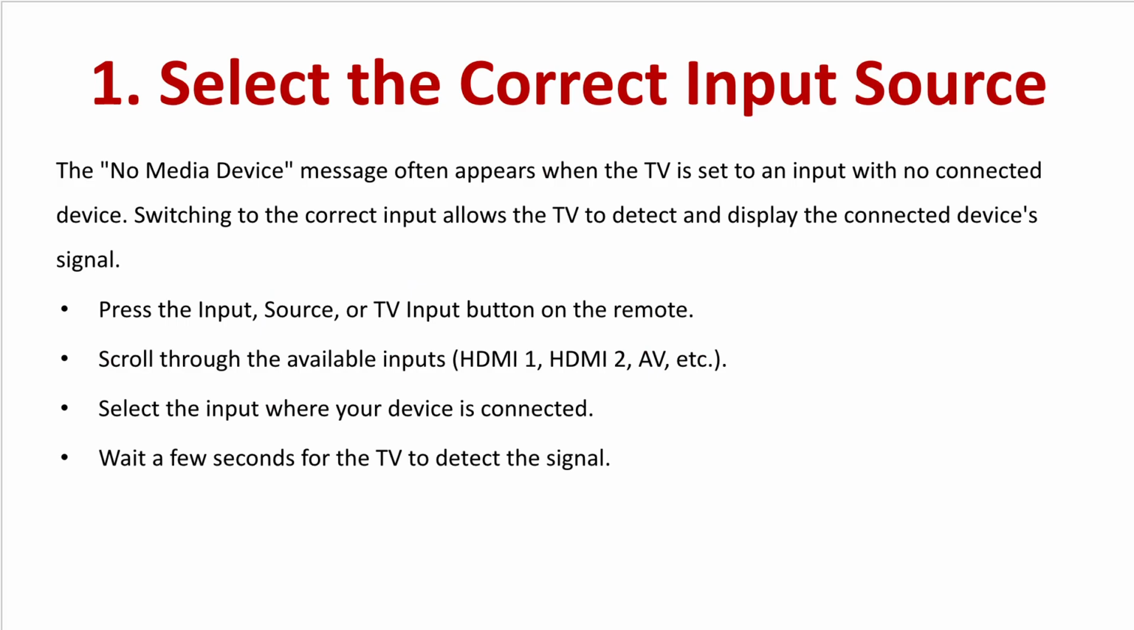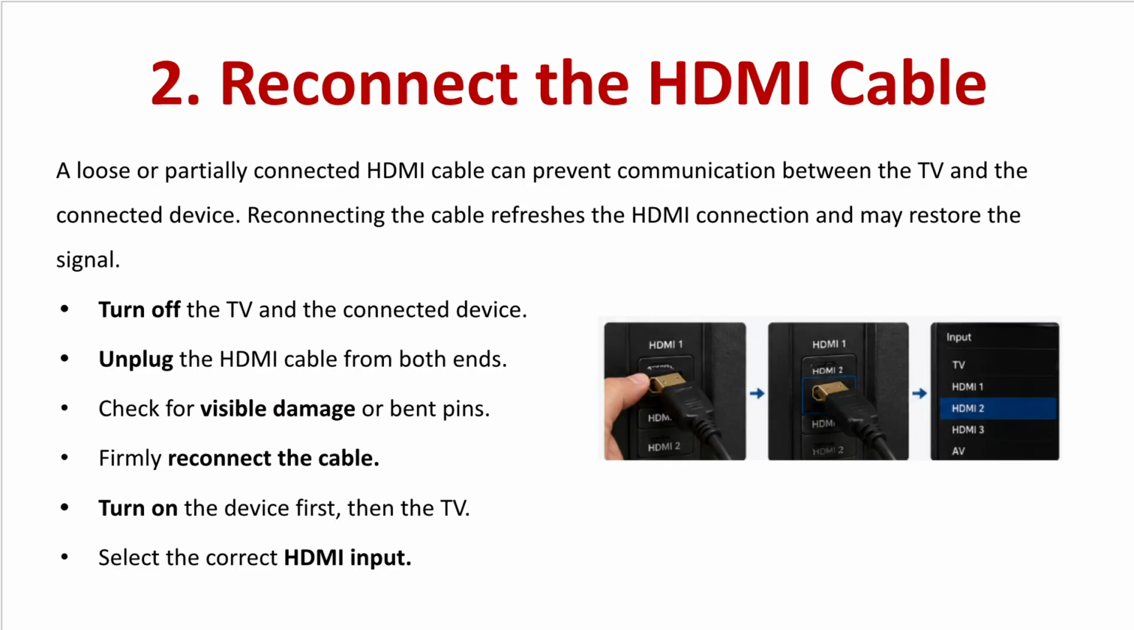Press the input, source, or TV input button on the remote. Scroll through the available inputs: HDMI 1, 2, AV, etc. Select the input where your device is connected. Wait a few seconds for the TV to detect the signal.